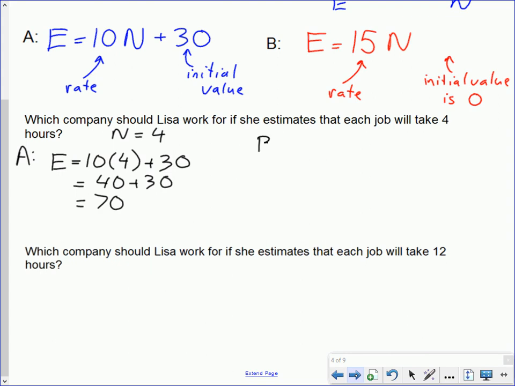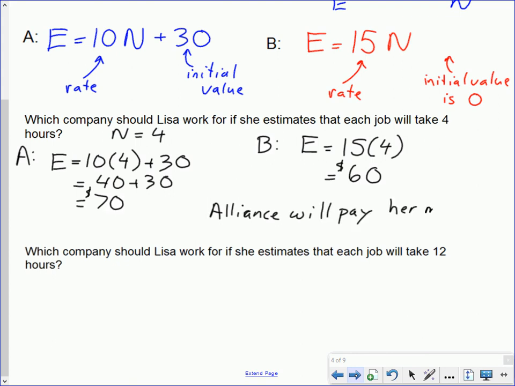If she works for Best Industries, her earnings are going to be 15 times that 4. 15 times 4 is 60. So she's going to be making $60. So which one should she choose? I think she should choose Alliance because it's going to pay her more. So we could just say Alliance will pay her more.